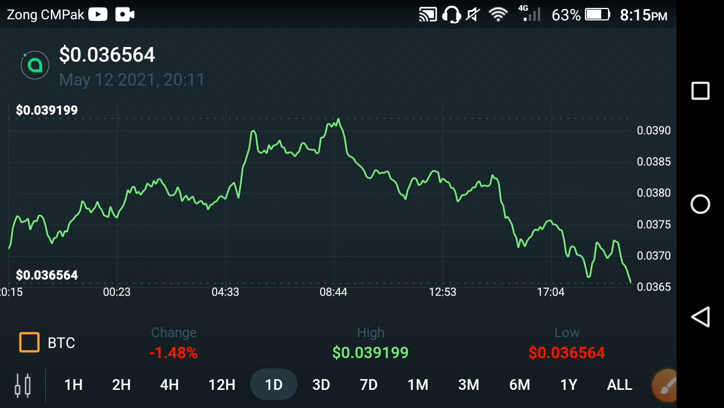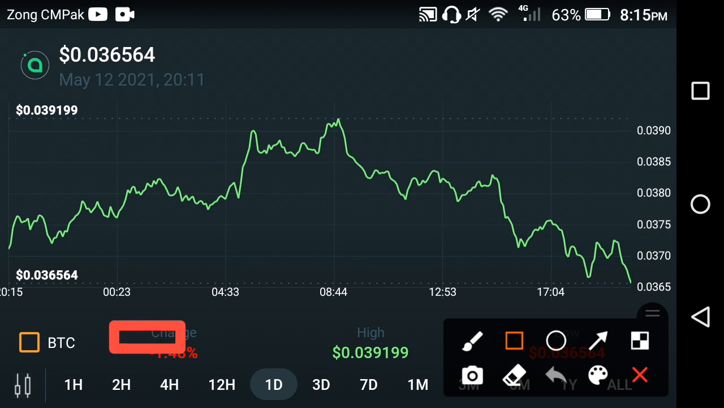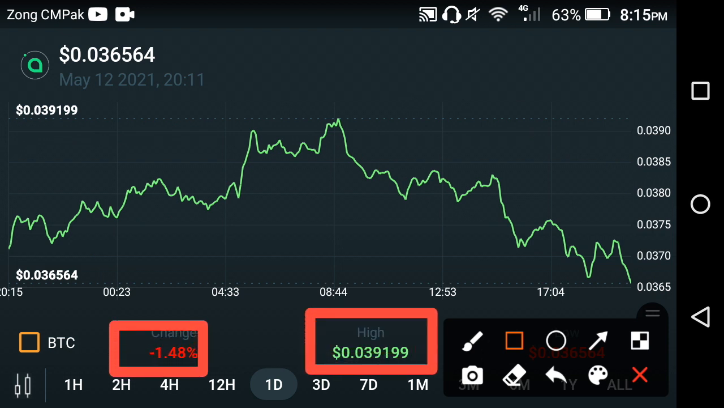And if you look at the last 24 hour price changes in the Siacoin, negative 1.48% change occurred, and the highest price is 0.039199 USD, the highest price of the Siacoin in the 24 hours, friends. My prediction is 100% positive.